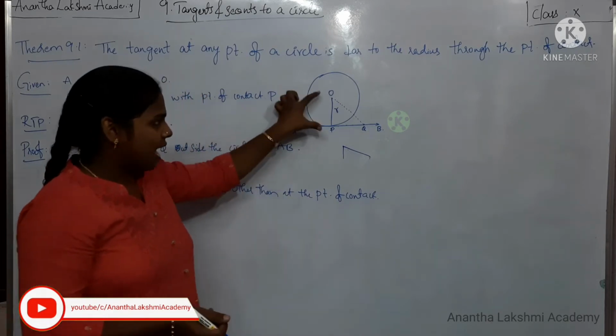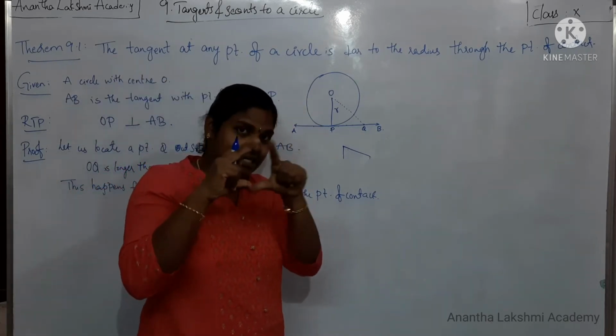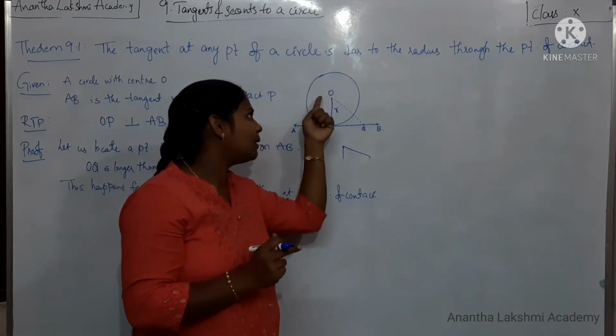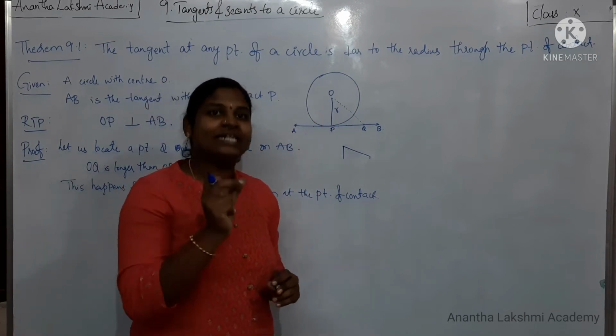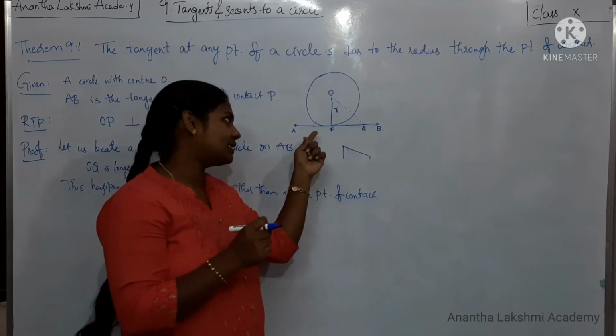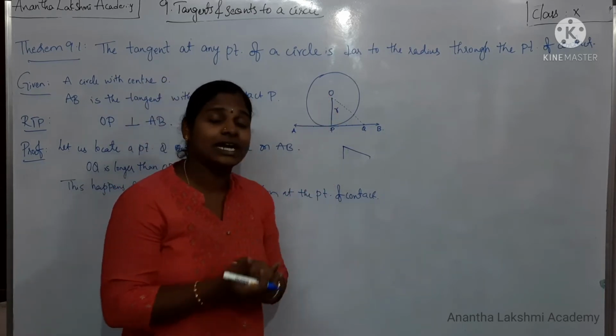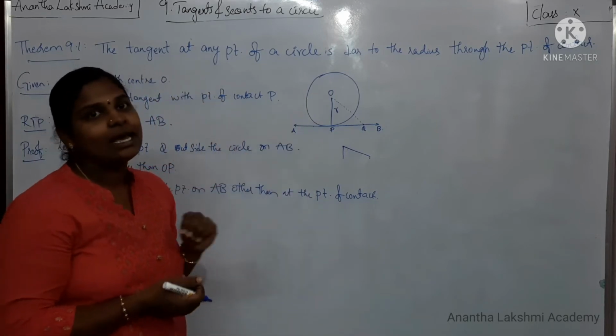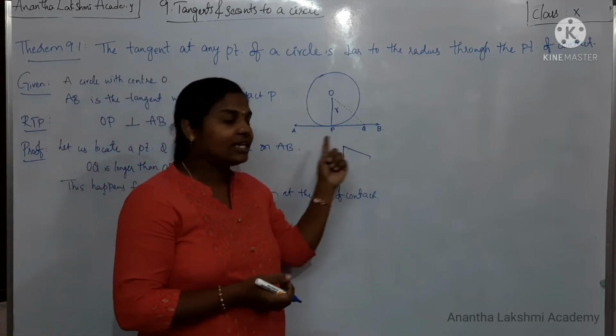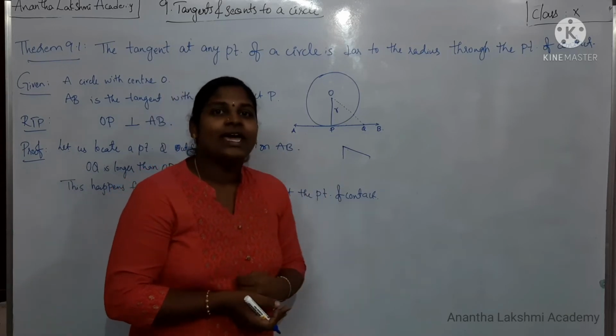So now, what is the shortest length that could be drawn from a point to a line? It is nothing but the perpendicular. The shortest length that could be drawn from a point to a line is nothing but the perpendicular. Hence, OP is perpendicular to AB. Nothing but the radius is perpendicular to AB.